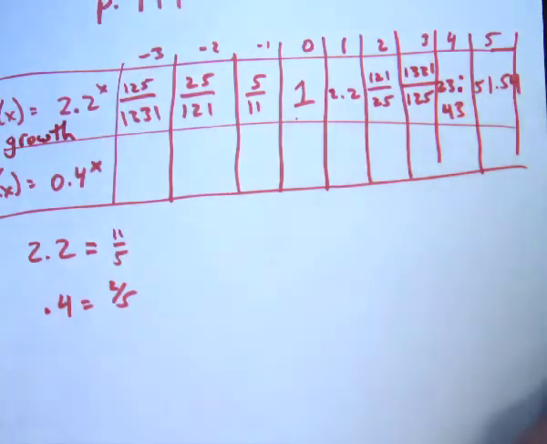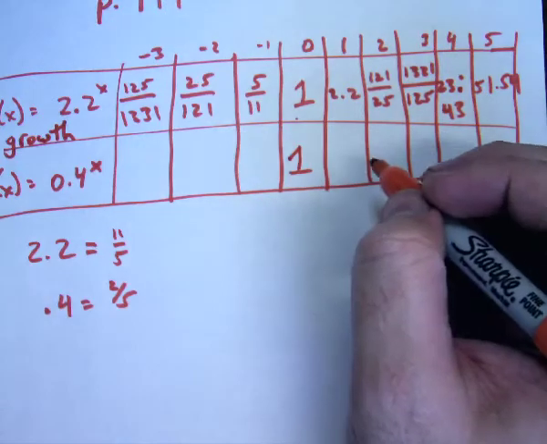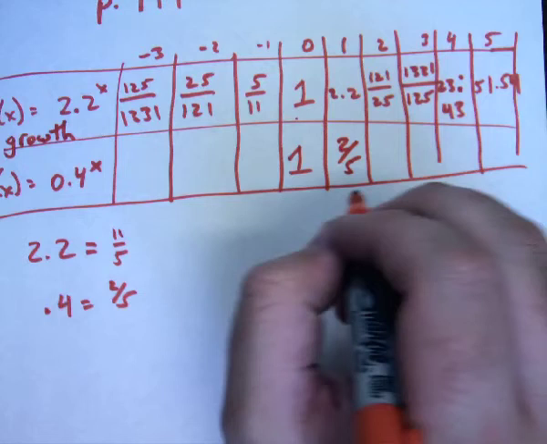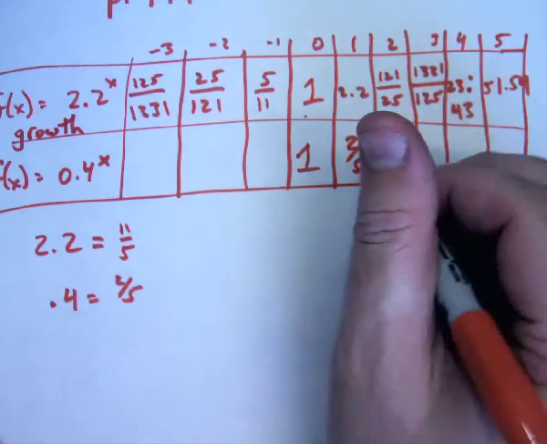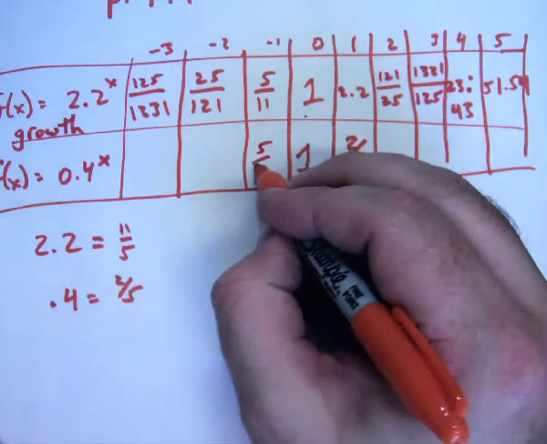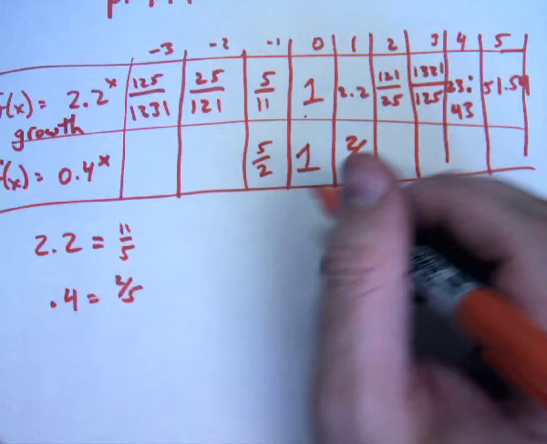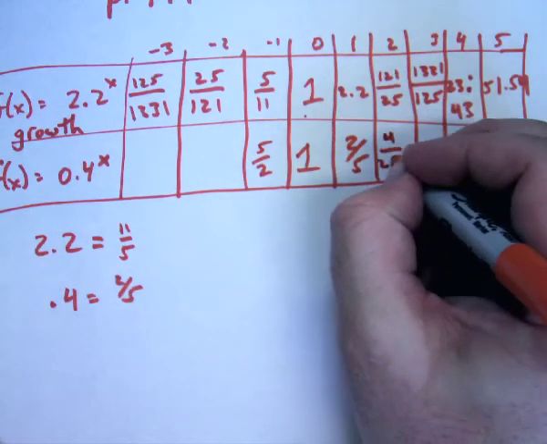Now for 2/5, I'm going to start off with 0. It's very simple. It's going to be 1, because it always is. And then 2/5 to the first power is 2/5. So the first couple should be very simple. Now if I take this and flip it, we go 5 over 2, which is the same thing as 2.5. If I square it, 2 squared is 4, 5 squared is 25.